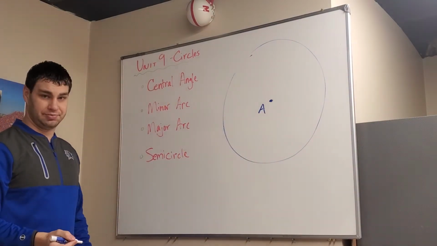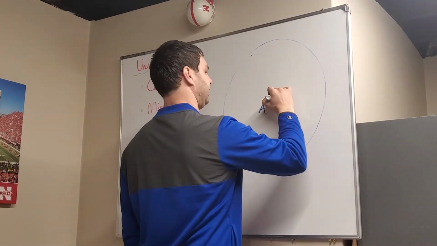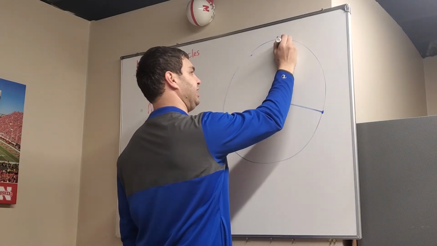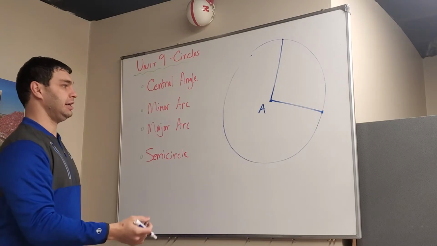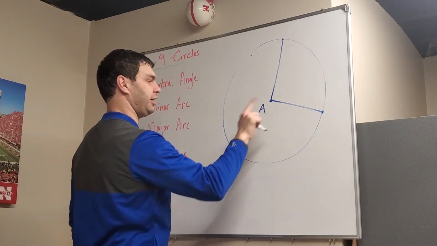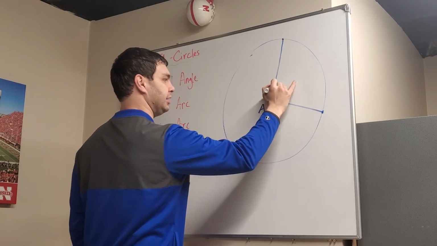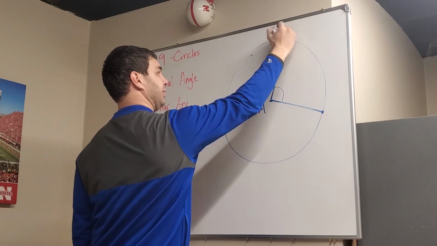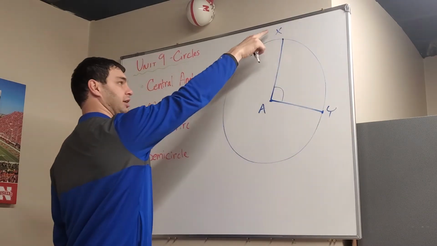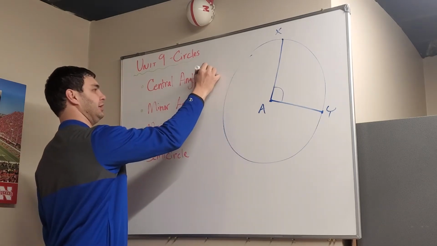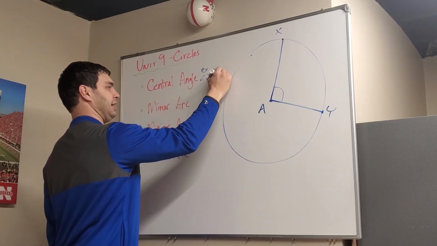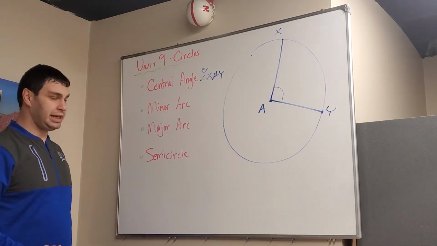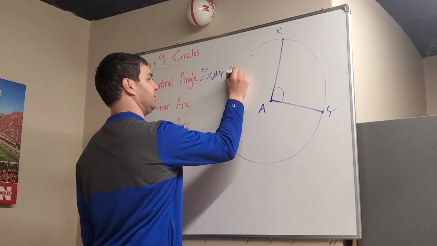So a central angle is an angle that basically contains two radii, or radiuses, radii. It's going to go from our center out in two spots, and this right here is the central angle. Maybe I'll call this X and Y. So angle XAY, I'll put example over here: angle XAY is a central angle.